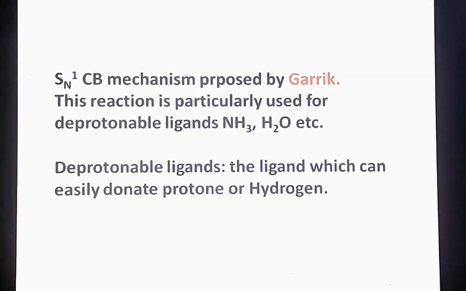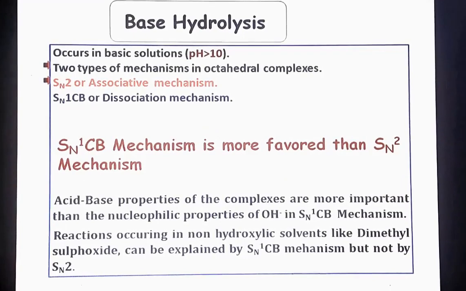Since we have to discuss base hydrolysis of octahedral complexes, first we will discuss the conditions. For base hydrolysis, the medium should be basic, so that the pH should be 10 or more than 10. There are two types of mechanism applicable in octahedral complexes: SN2 or associative mechanism, and SN1 or dissociative mechanism. We are very much familiar with SN1 and SN2 mechanisms that we discussed in my previous lecture. Especially in case of base hydrolysis of octahedral complexes, the SN1CB mechanism is more favored than the SN2 mechanism.